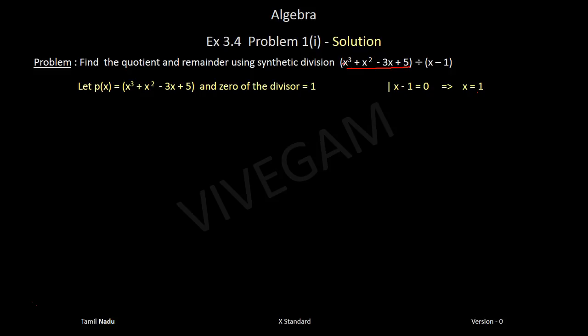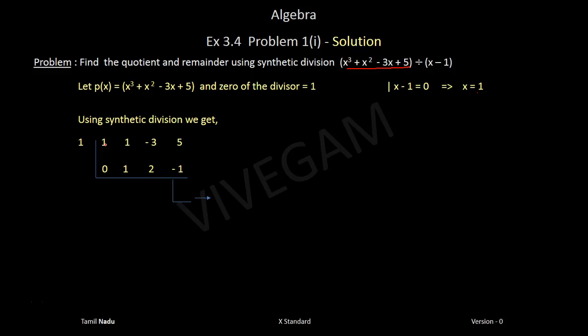Okay, let's check whether it's in descending order. It's x cubed, x squared, x to the power of 1 and x to the power of 0. So it is in descending order and we have all the terms. There is no term missing. If there is any term missing, you will have to add 0. Then, to use synthetic division, write all the coefficients.